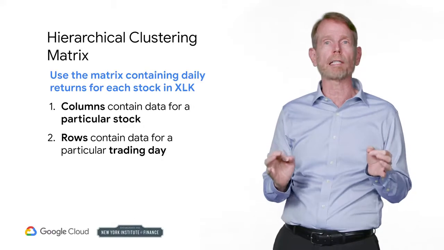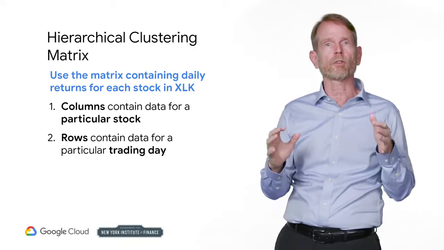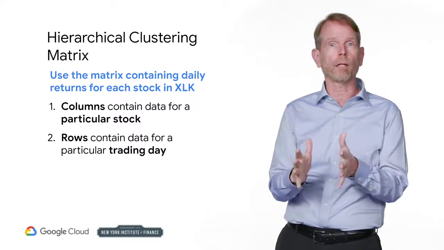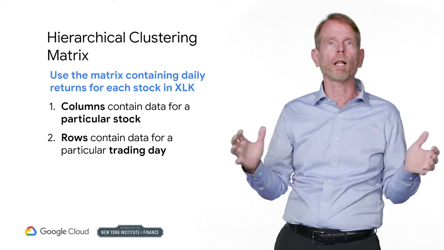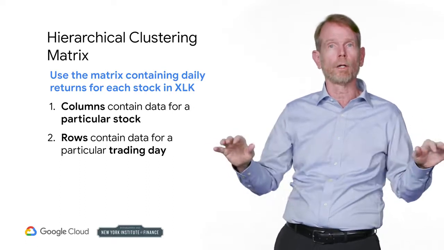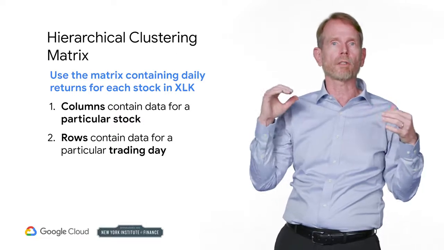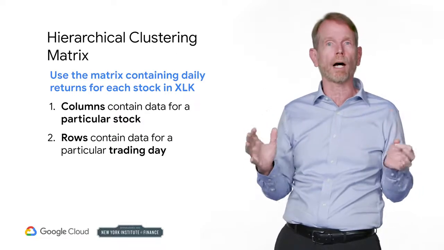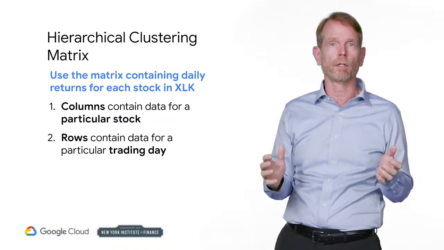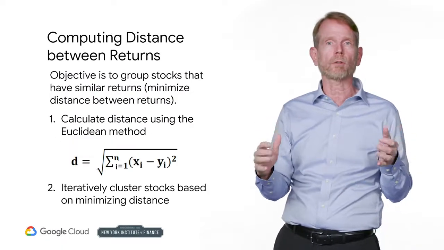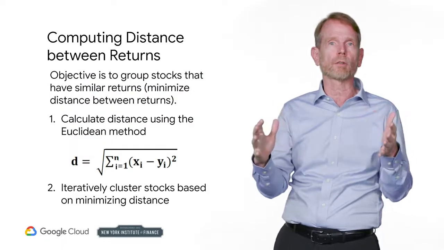To get ready for hierarchical clustering, you select a matrix. The matrix you use is your daily returns matrix. You store each stock's return in a column. You bundle all the columns you want to use in a row. You then form the matrix, which has as many rows as there are observations and as many columns as there are stocks. Once you have a matrix, you select a way to compute distance.